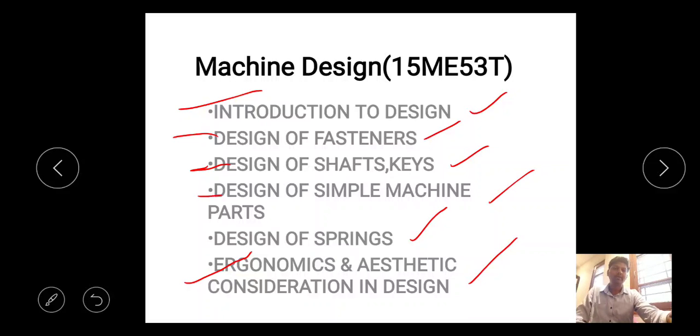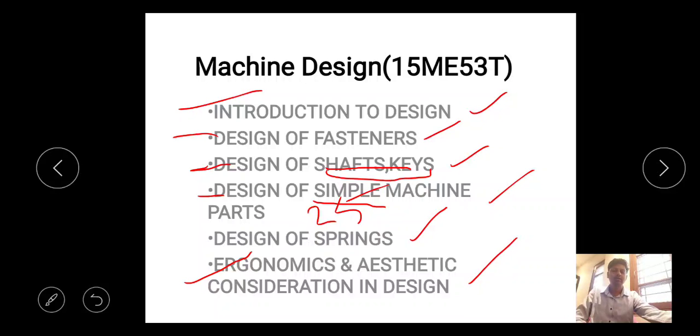Then you have simple machine parts, that is cotter joint, knuckle joint and coupling. So there are three types. Among these three types, any two will be given to you and you have to solve one. It consists of 25 marks for the problem.